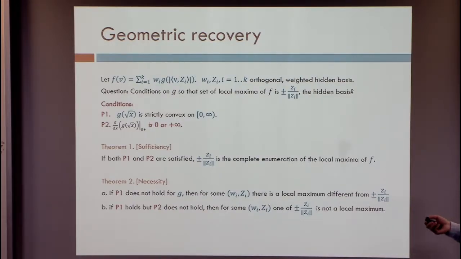So we show the following, first, that these conditions are sufficient. Namely, if both P1 and P2 hold, then the normalized basis vectors will be a complete enumeration of the local maxima of f. So this is an if and only if condition. Namely, the two sets coincide. Every local maximum points to a cluster, and there are no additional local maxima up to sign. And more interestingly, the characterization is complete, and we show that these conditions are also necessary. So more specifically, if property P1, the strict convexity property, does not hold for G, then there will be additional local maxima. And if P1 holds but P2 does not, then one of the directions pointing to the clusters will not be a local maximum. I find that one can find such precise characterization quite unexpected.